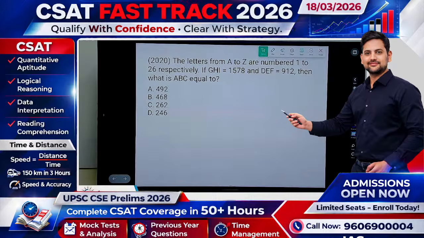It has a hint right in the first line. The letters from A to Z are numbered 1 to 26 respectively. Something to do with numbers has to be here. So just write numbers below them. Try on your own now. Anyway, the solution will come on the board.